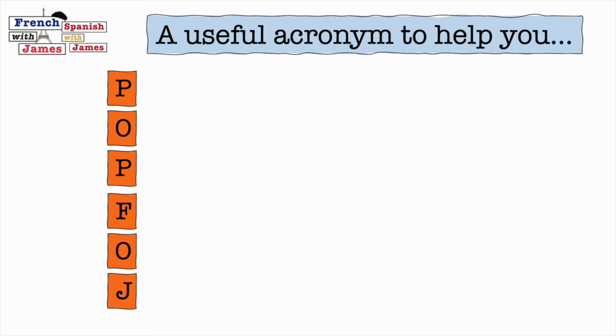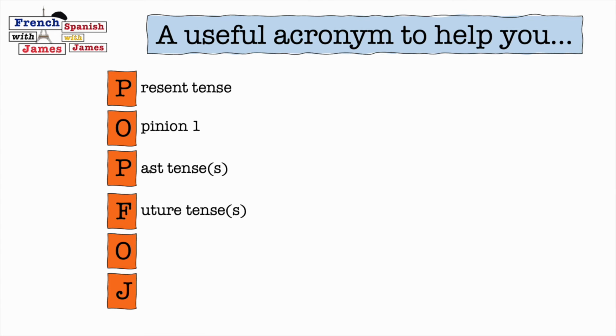Now, to help you remember this success criteria, all these boxes that you need to tick off when you're in the exam, I've come up with the acronym POP-FODGE. It's maybe not the best one, but it's the best I could come up with. And this should help you to remember to use present tense, opinion, past, future, another opinion, and justifications.